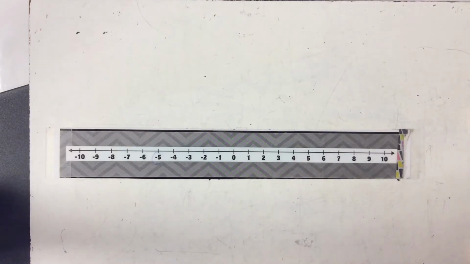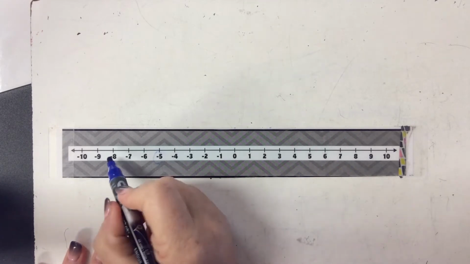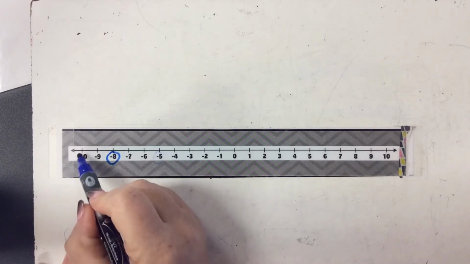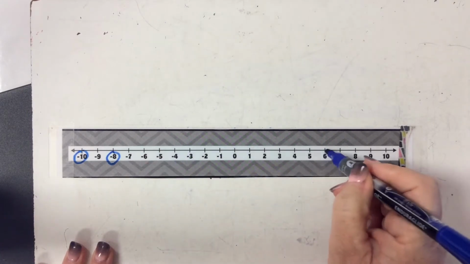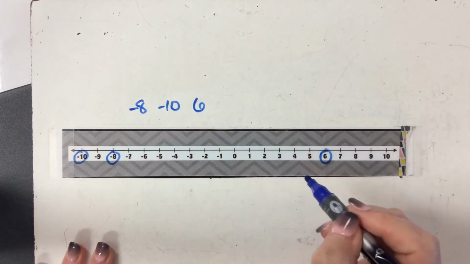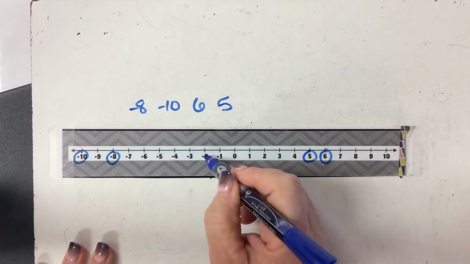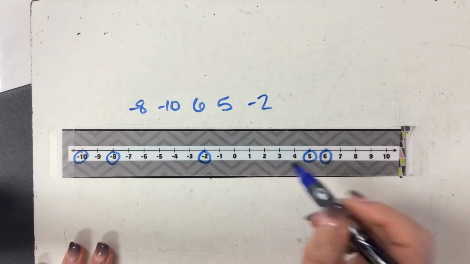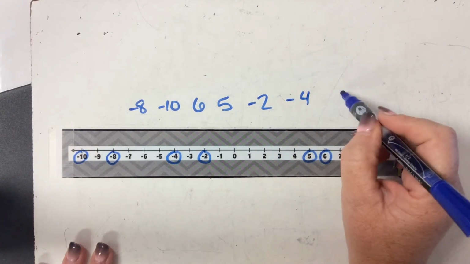Okay, this next one says, which list has the numbers in order from least to greatest? So what I'm going to do, I'm just looking at the first answer choice, and I'm going to circle them all on here, okay? So we have a -8, we have a -10, we have a 6. I'm going to write them up here too, okay? We have a 5, we have a -2, and then we have a -4 and a +9.